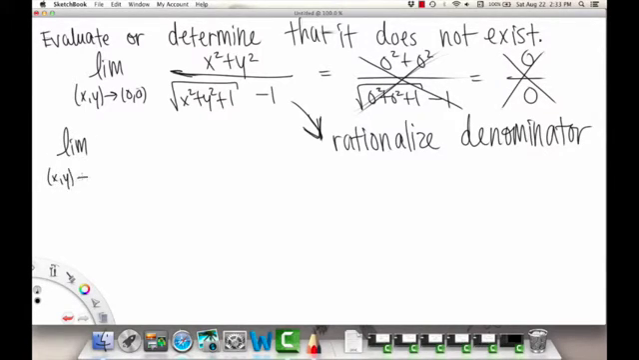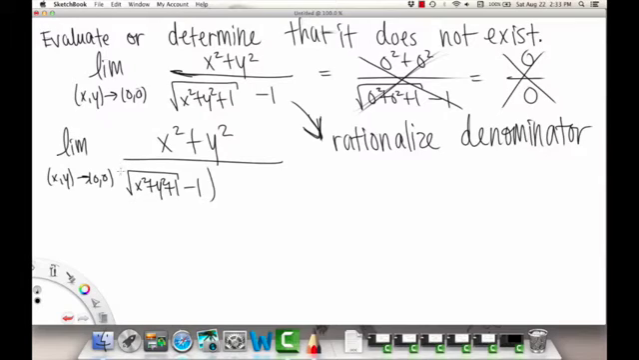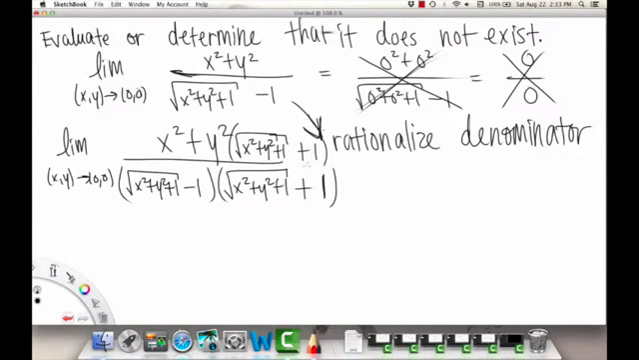So the limit as (x,y) goes to (0,0) of x squared plus y squared over, on the bottom, the square root of x squared plus y squared plus 1, minus 1. Now we multiply by the same terms, keeping them exactly the same but changing the sign in between, so we have a plus 1 instead. We have to do the same thing on the top, to act like we're multiplying by 1. So that's a plus 1 inside the square root, and then a plus 1 outside the square root.